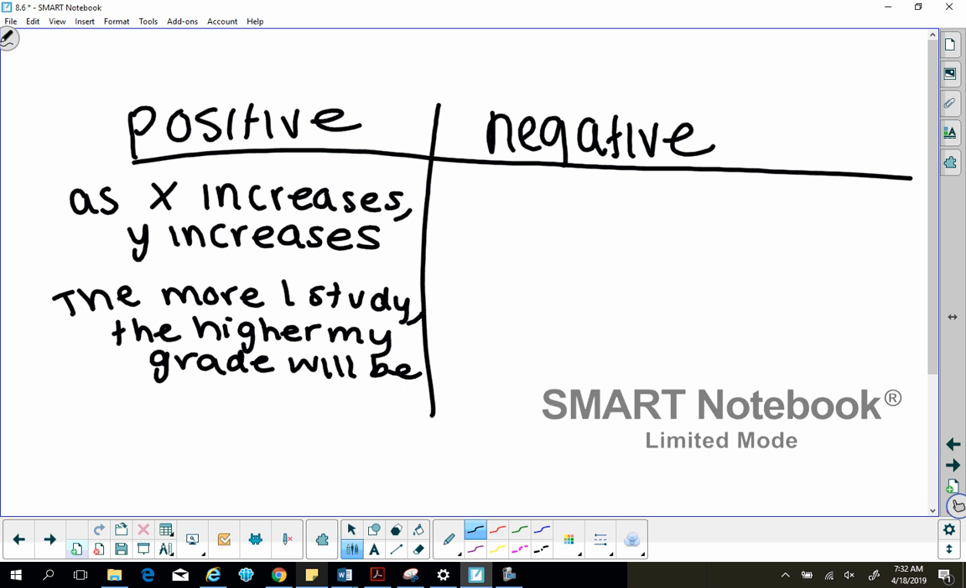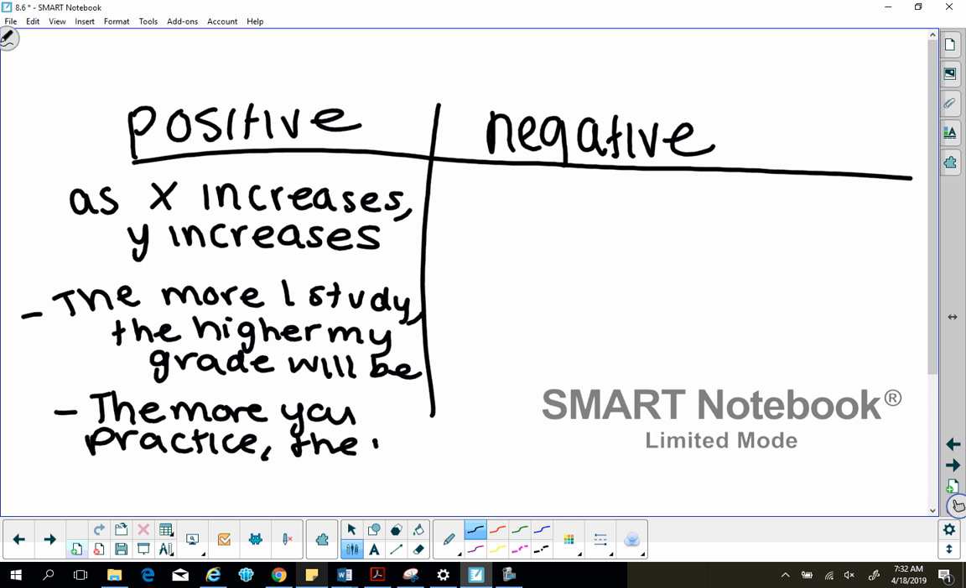Who can give me another positive correlation? As one thing goes up, the other thing goes up. Any example? Any real life example? Go for it. Sure. The more you go to practice, the more games you go in. The more you practice, the more game time you get.